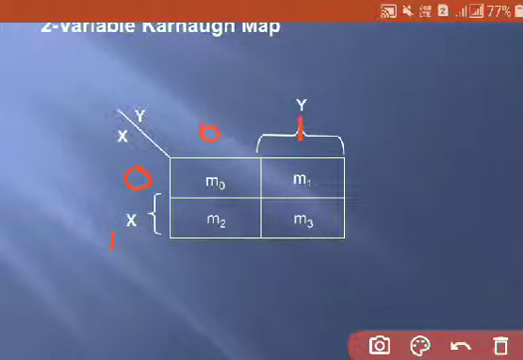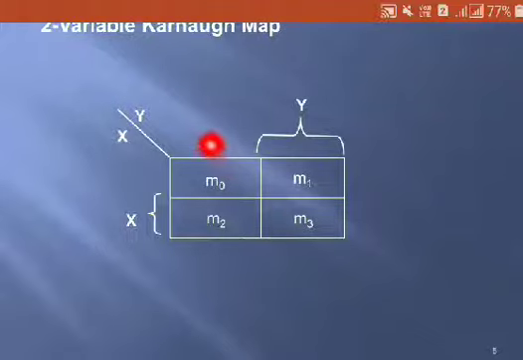So the minterm corresponding to 0 0 will be m0, 0 1 will be m1, 1 0 will be m2, and 1 1 will be m3. Okay, so this is how we can define a K-map for two variables.